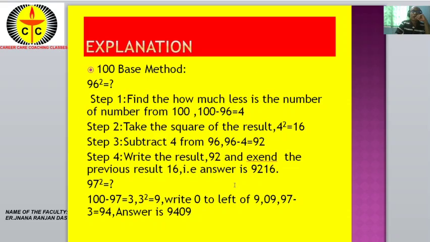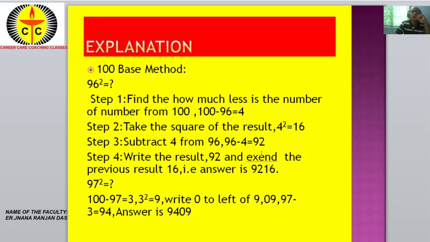Then we'll go to the 100 base method. In the 100 base method, we'll try to find the square of a number that is less than 100, that is 96. In this type of number, we first find how much less than 100 it is. That is 100 minus 96, which is 4 less than 100. Next we take the square of 4, that is 16. Then subtract that 4 from 96. This becomes 92.